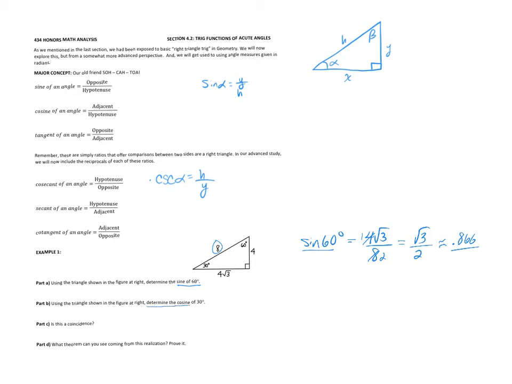Now, let's see if we can do part B here and look at the cosine of 30 degrees. So here's 30 degrees. Cosine, of course, is the adjacent over the hypotenuse.